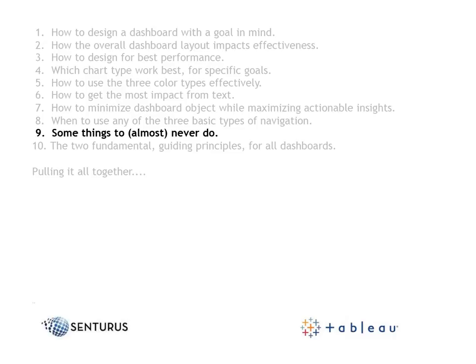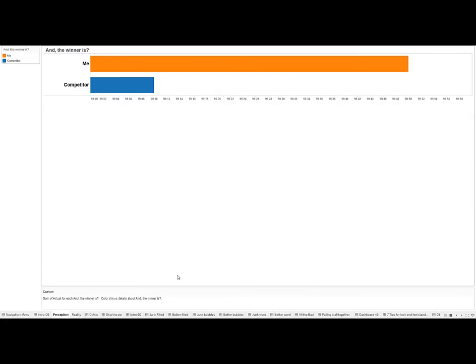Okay, let's talk now about some things you should almost never do. The first big one is, and you see this a lot in kind of newspaper graphics and things like that. We see, and the winner is, you know, between me and my competitor.